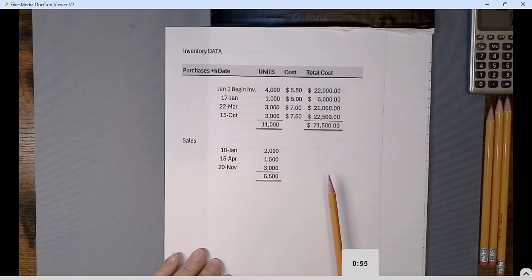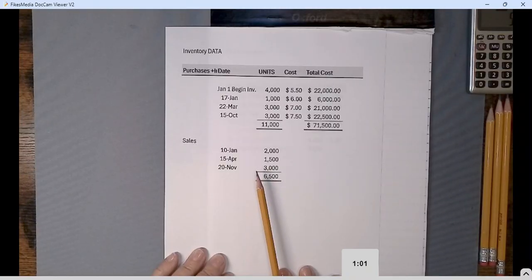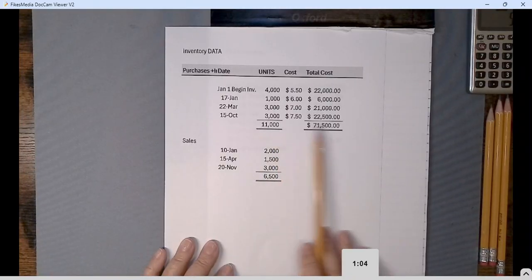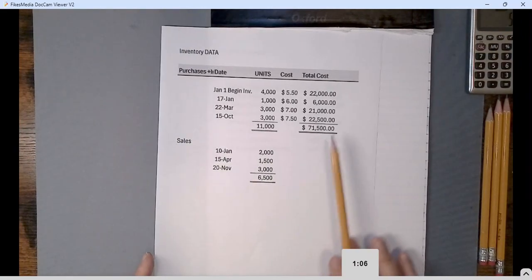Sometimes they'll give you the total sales that were available and tell you what the price was per unit, and then you have to calculate the units. So either way, this is the information that you need, and sometimes it's arranged this way.